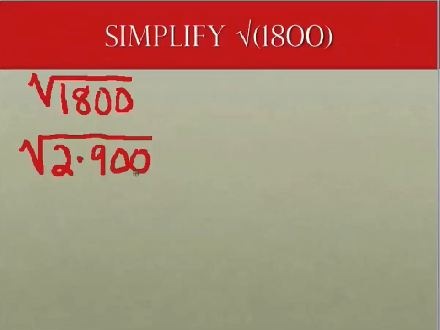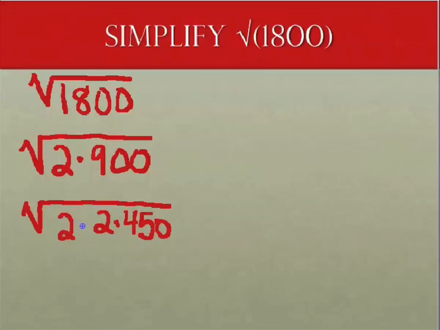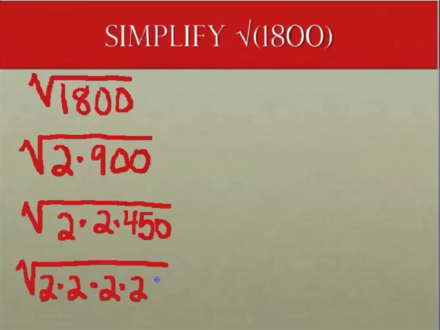900 is also even. If we divide 900 by 2, we get 450. So this 900 is the same thing as saying 2 times 450, and this 2 that was multiplied by the 900 comes down again. Now this 450 is even. We can divide 450 by 2, and we get 225. So our first 2 2's stay in the radical, and 450 is 2 times 225.